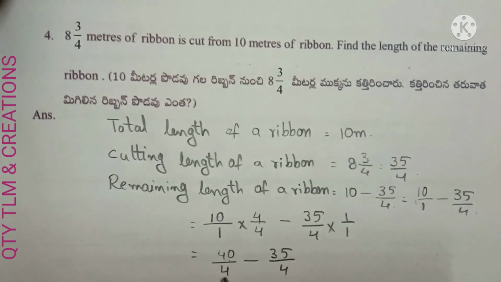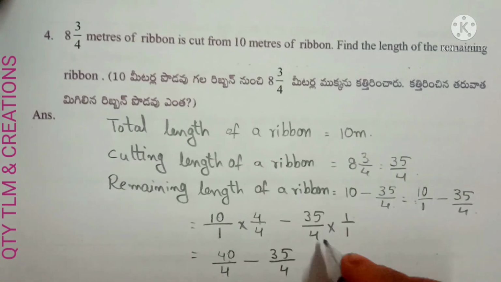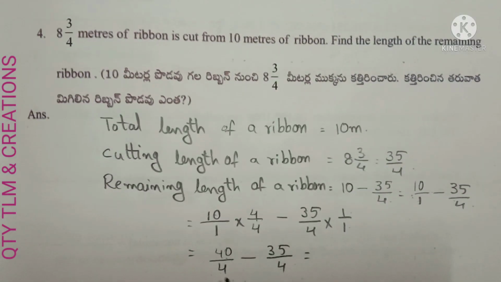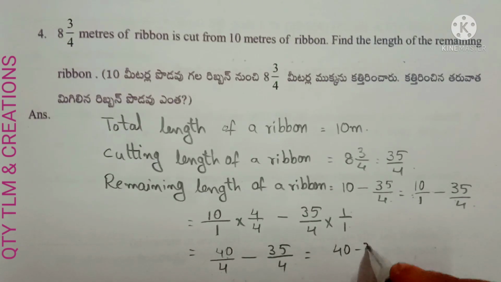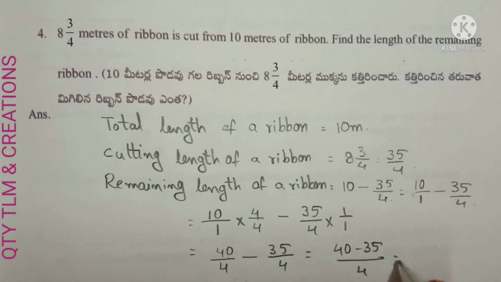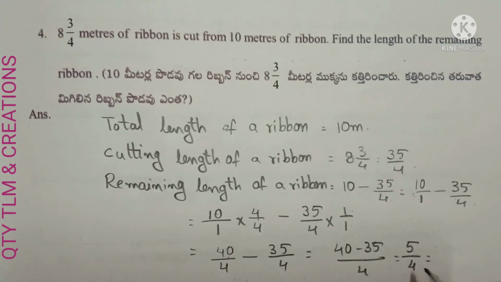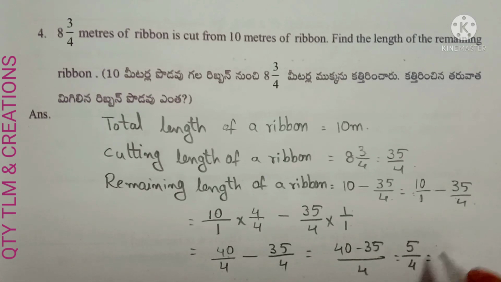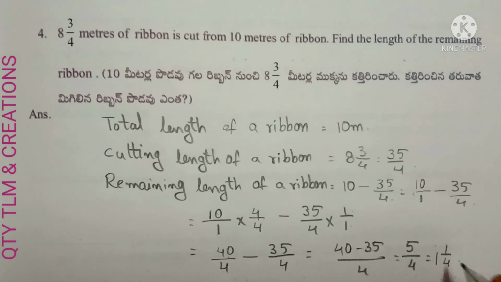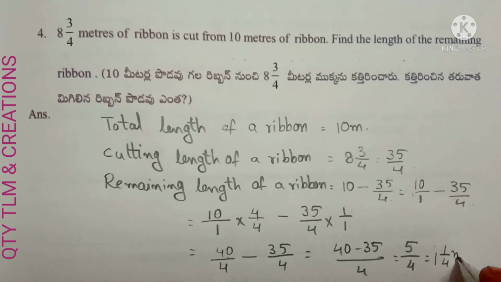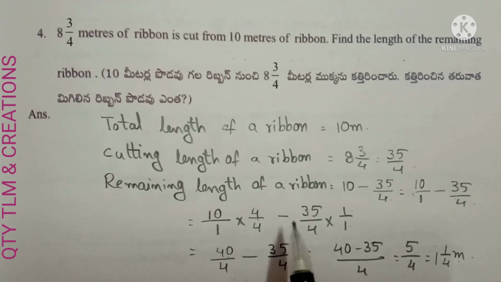10 4s are 40 by 4. 35 1s are 35. 4 1s are 4. So these are like fractions. The difference of like fractions is the difference of numerators by the common denominator. So 40 minus 35 by 4 is equal to 5 by 4. So this is an improper fraction. We convert it into a mixed fraction. So 4 1s are 4, 1 by 4. So 1 by 4 meter. So the remaining length of the ribbon is equal to 1 by 4 meter.